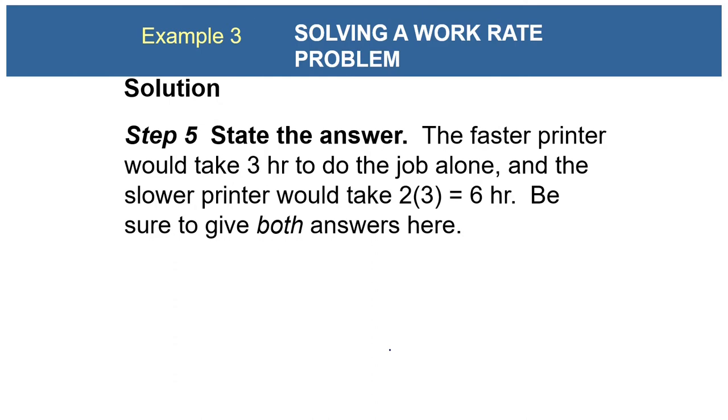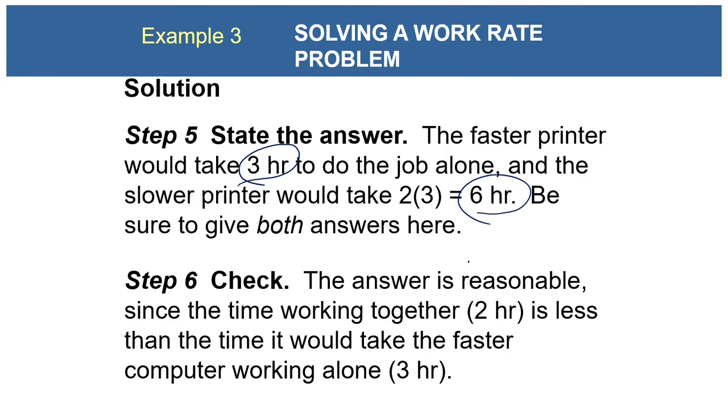Let's state the answer. The faster printer would take 3 hours to do the job alone, and the slower printer would take 2 times 3, or 6 hours. Be sure to give both answers here. In step 6, we'll check our answer. The answer is reasonable since the time working together, 2 hours, is less than the time it would take the faster printer working alone, 3 hours.